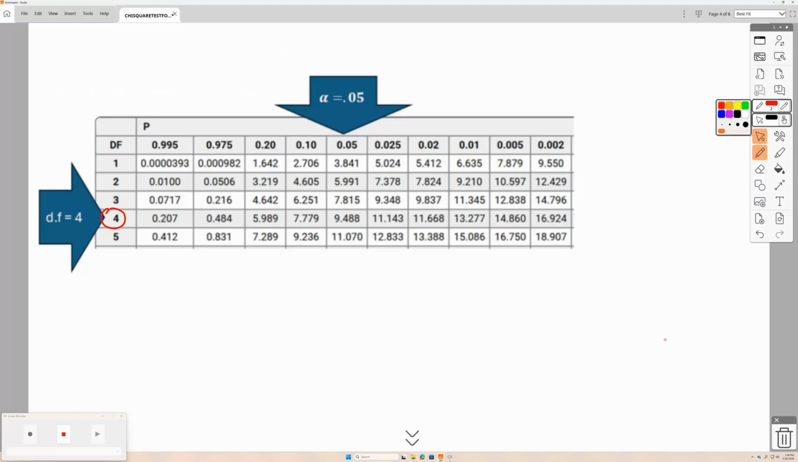By using the table of the chi-square distribution, the intersection between a degrees of freedom of 4 and a significant level of 0.05 gives me a critical value of 9.488. The chi-square critical is 9.488.